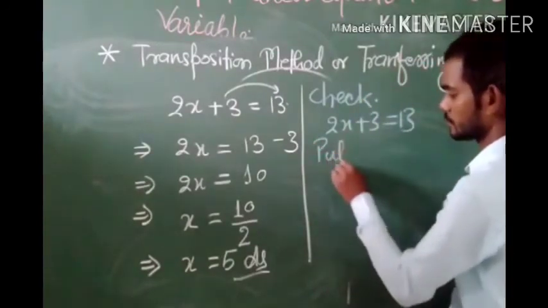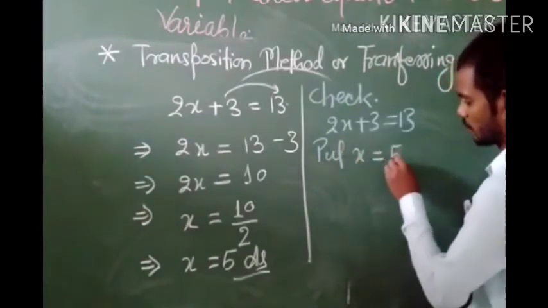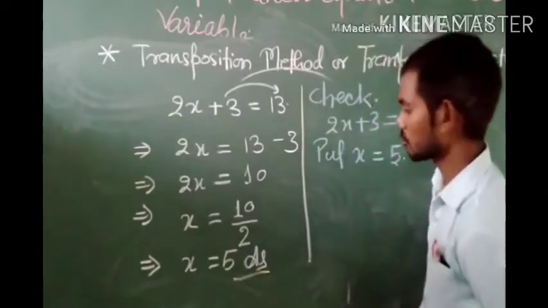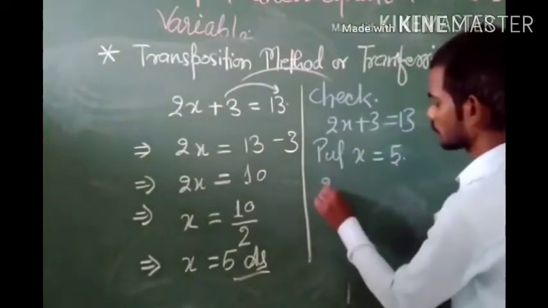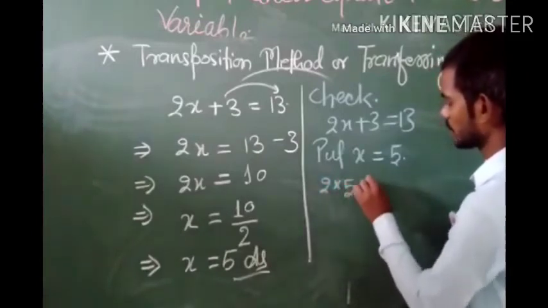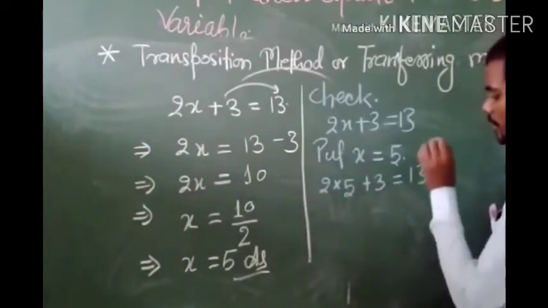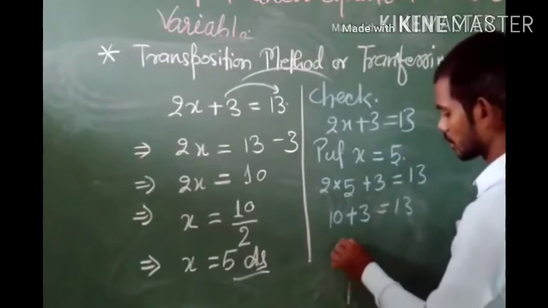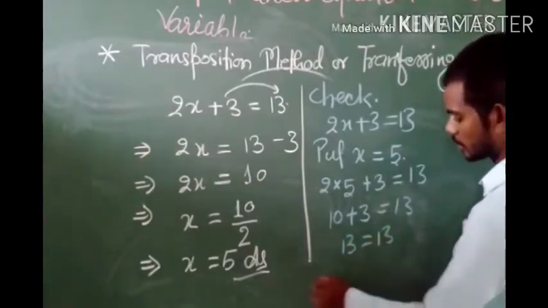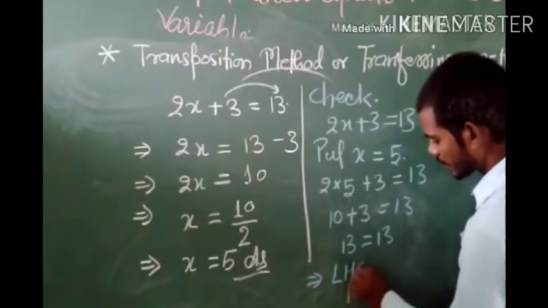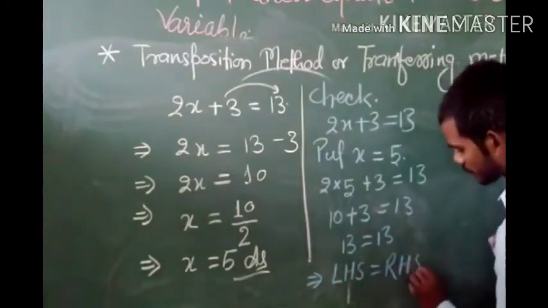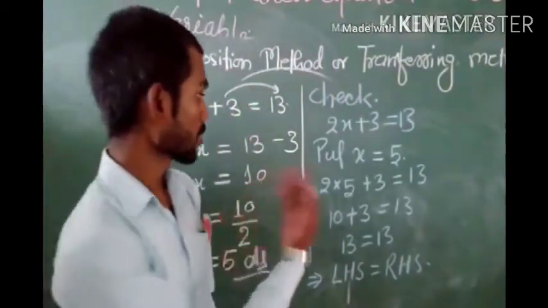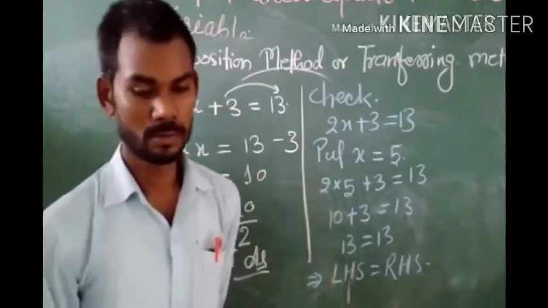Put x is equal to 5. x is equal to 5 is the solution of the given question. So we have 2 multiplied by 5 plus 3 is equal to 13. 10 plus 3 is equal to 13, or 13 is equal to 13. This implies left hand side is equal to right hand side. So we can say that the solution of our equation is true.